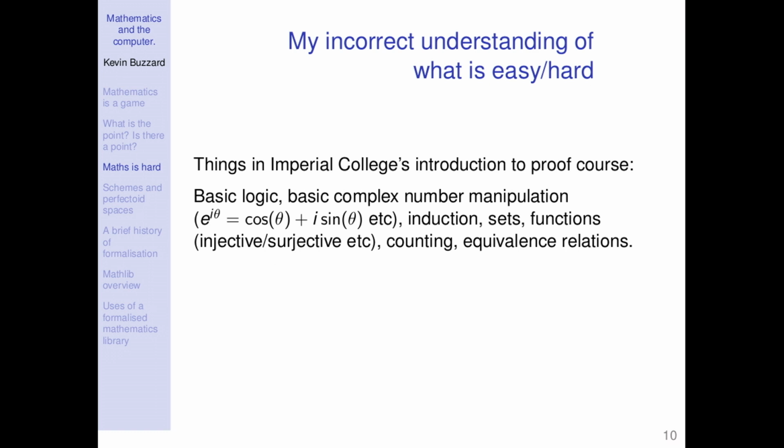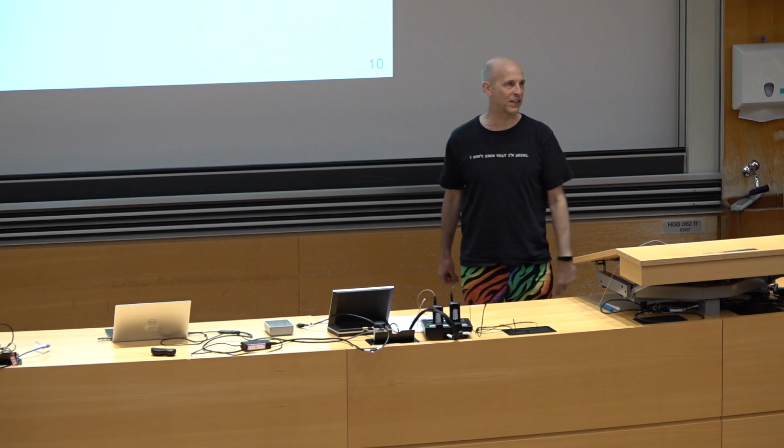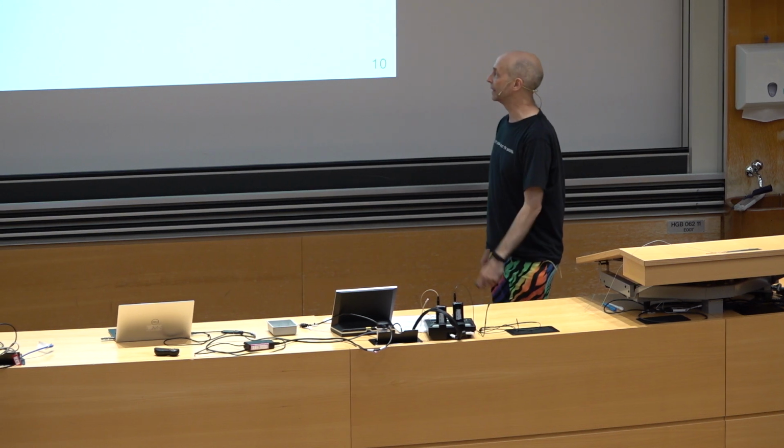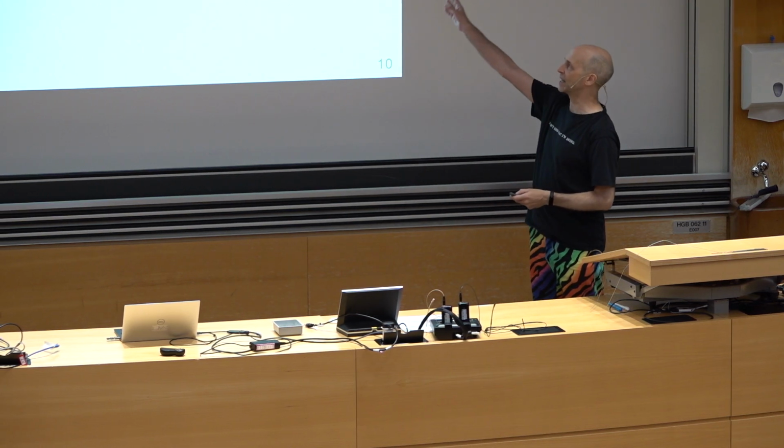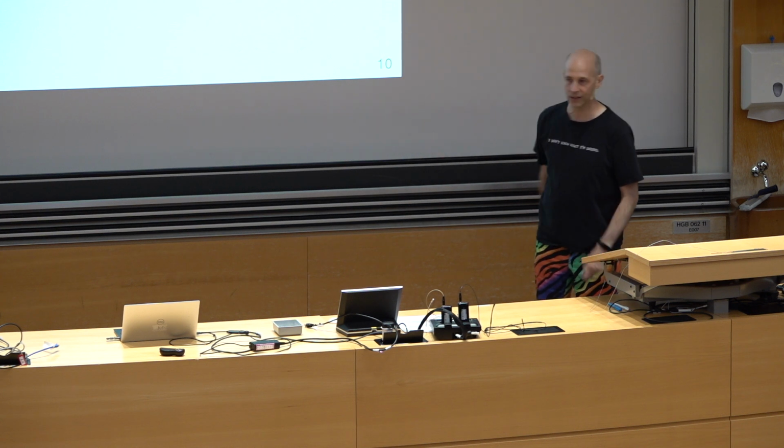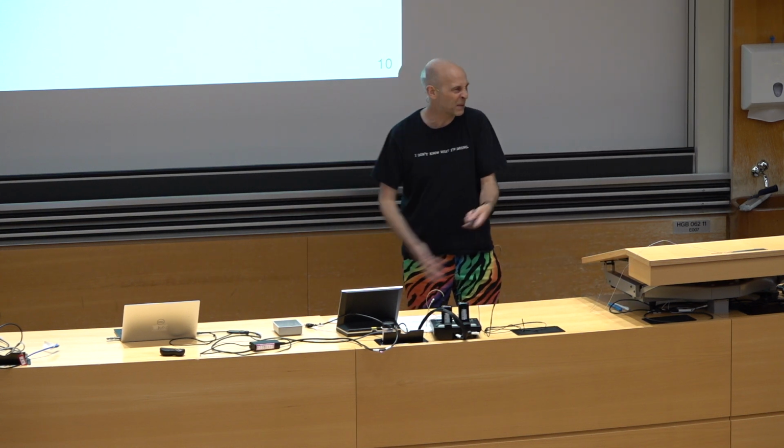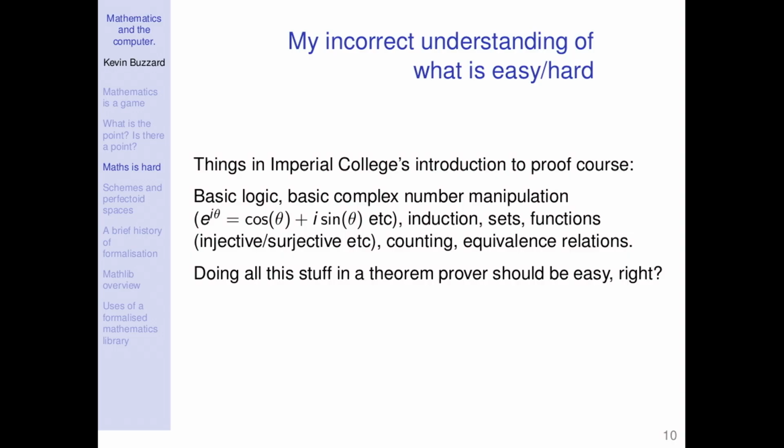So we do sort of basic revision of e to the i theta is cos theta plus i sine theta. And also we do some basic counting, because counting is just combinatorial questions about how many things there are with this property. So there were some things on this list that are not in Lean, but it's all right because we can just make them, right? It's going to be easy. So we're doing all this stuff because this is easy mathematics, therefore it's going to be easy to do in a theorem prover. So this was totally wrong.